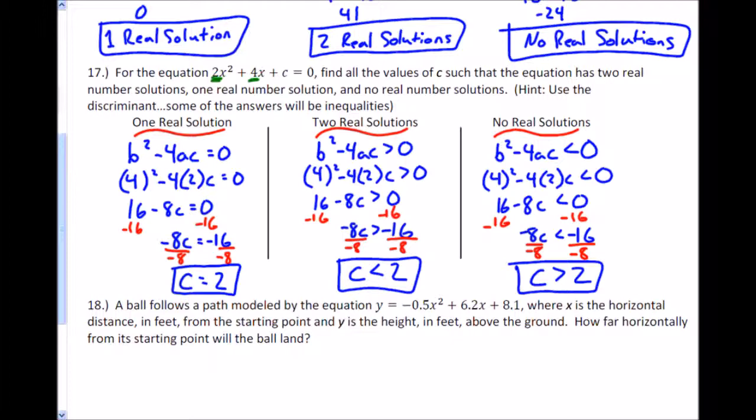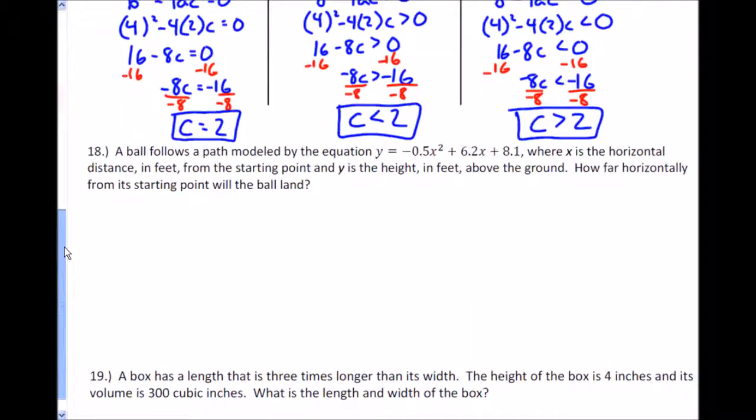And that makes sense. So c equaling 2 gives me a 0 discriminant, c less than 2 gives me a positive discriminant, and c greater than 2 gives me a negative discriminant, thus giving me 1, 2, and no real solutions respectively. Okay?